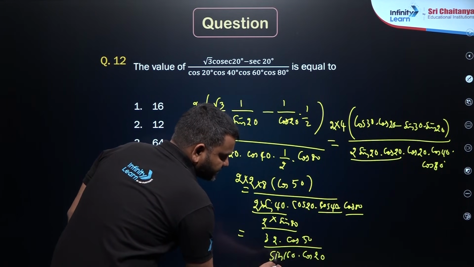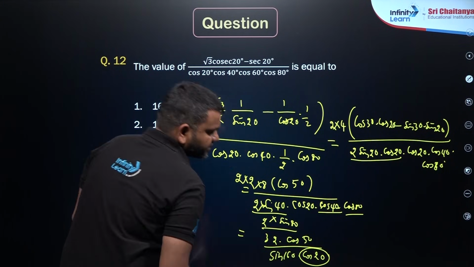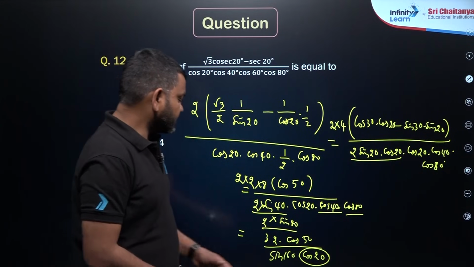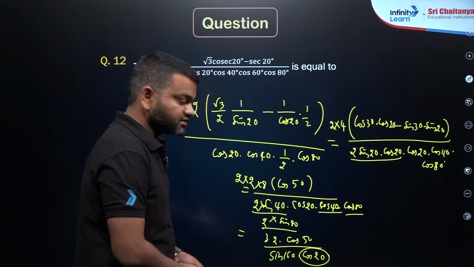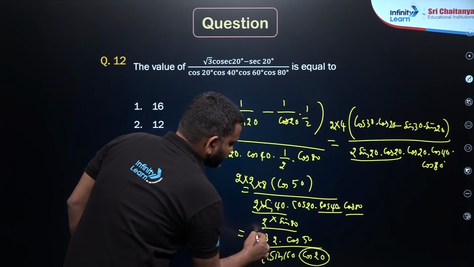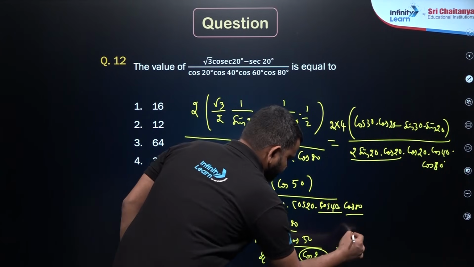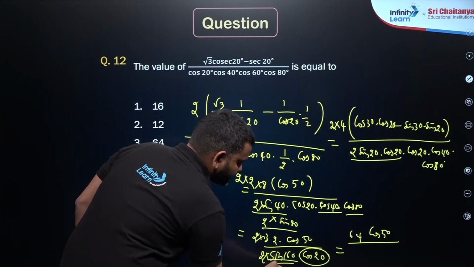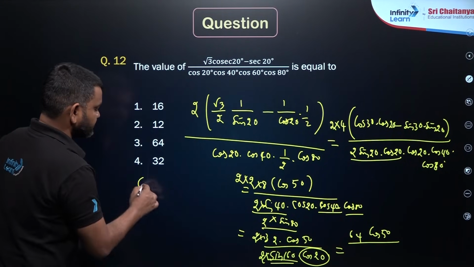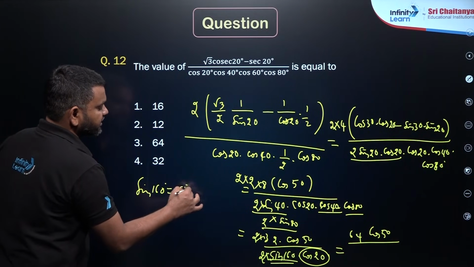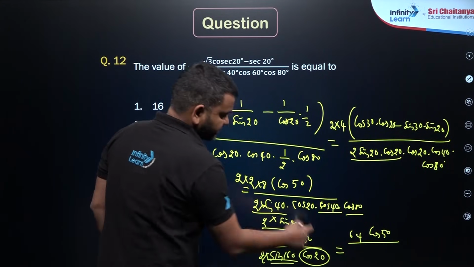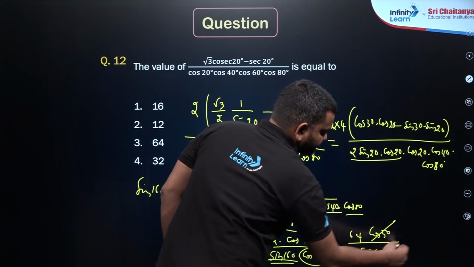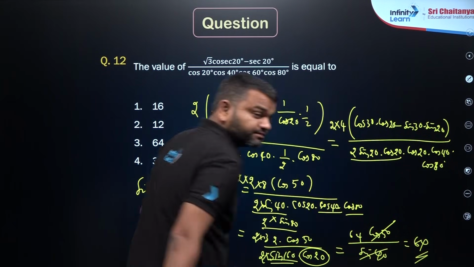Sin 160 is nothing but, cos 20 is nothing but cos 180 minus that, so that will also give you the same value. Or here I can write sin 20 from this, so divide it with 2 and multiply it with 2. In the denominator this is going to give you 64 cos 50 divided by this value, I mean to say sin 160 is nothing but sin 20. Now if I am multiplying this is going to give you sin 40. So sin 40 and cos 50 are the same, getting cancelled, that is equals to 64.